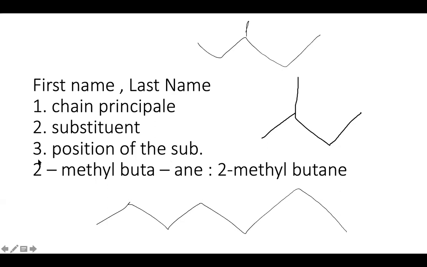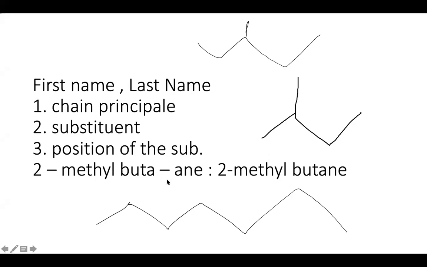So this part here is the first name: the position of the substituent and the name of the substituent. The last name is made up of 3 parts. The first part is called the prefix. The second part is what you call the main chain. The prefix and the main chain mean the same thing.